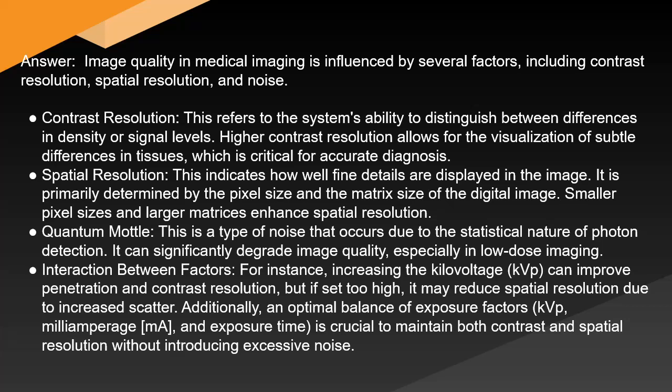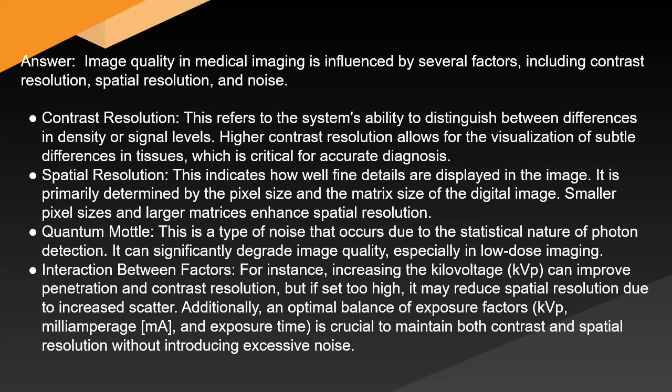Spatial resolution. This indicates how well fine details are displayed in the image. It is primarily determined by the pixel size and the matrix size of the digital image. Smaller pixel sizes and larger matrices enhance spatial resolution. Quantum noise. This is a type of noise that occurs due to the statistical nature of photon detection. It can significantly degrade image quality, especially in low-dose imaging. Interaction between factors.